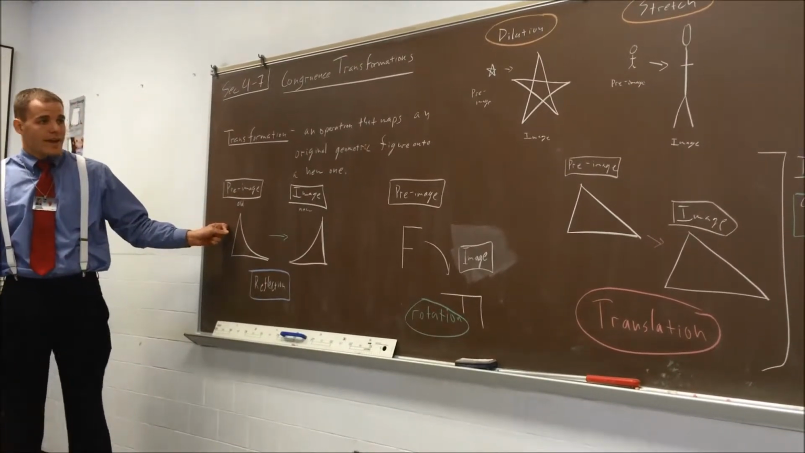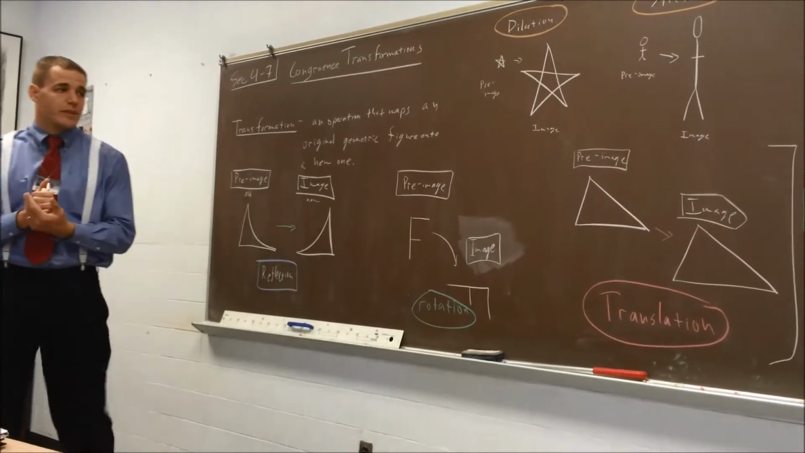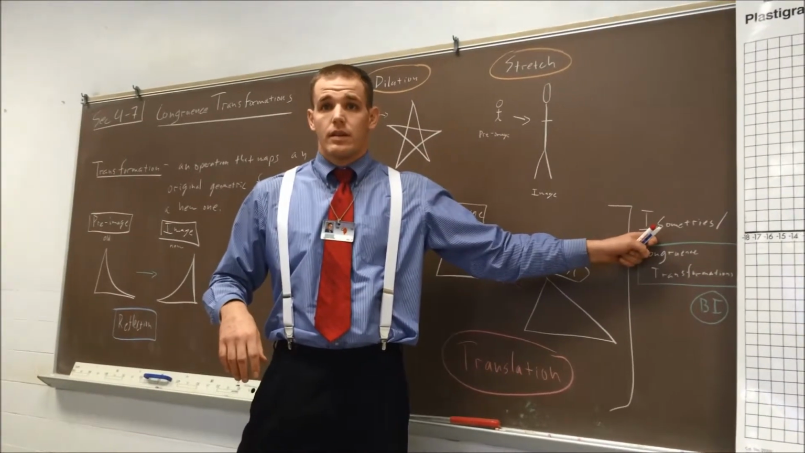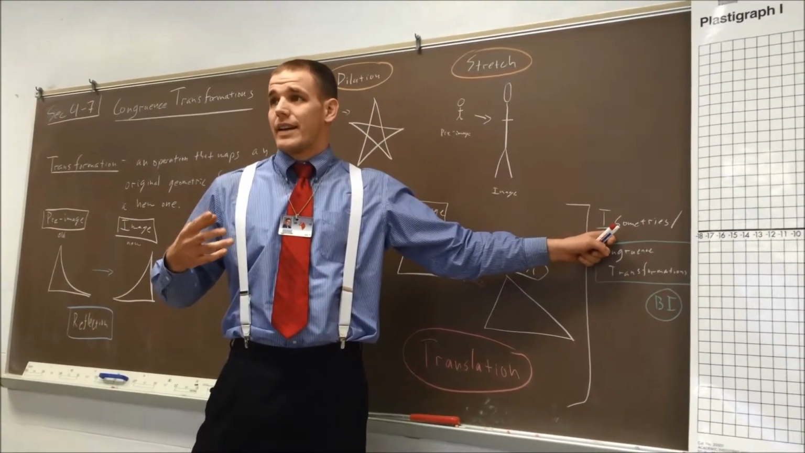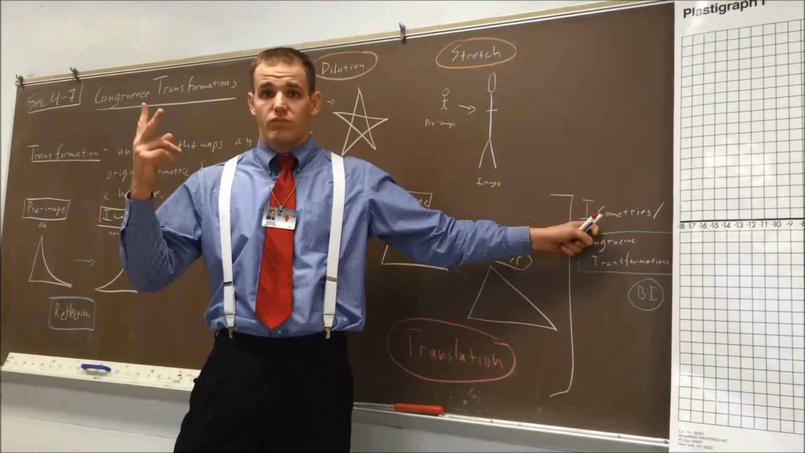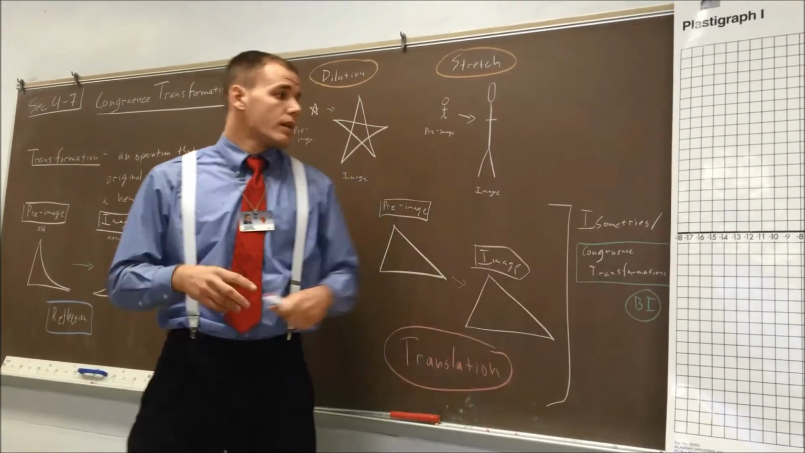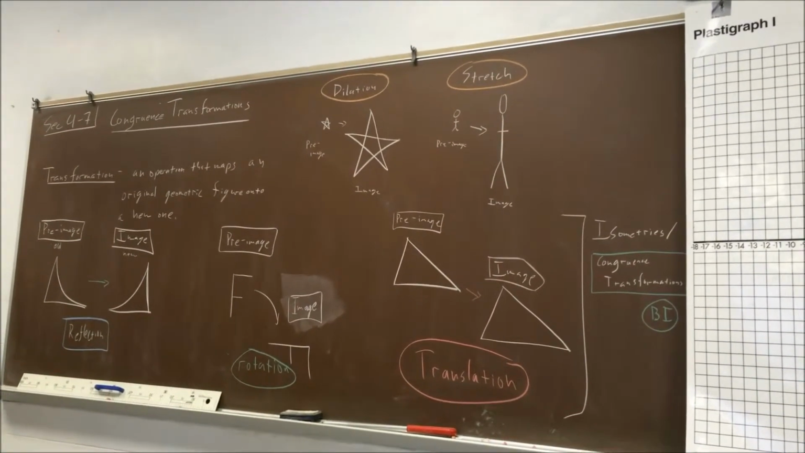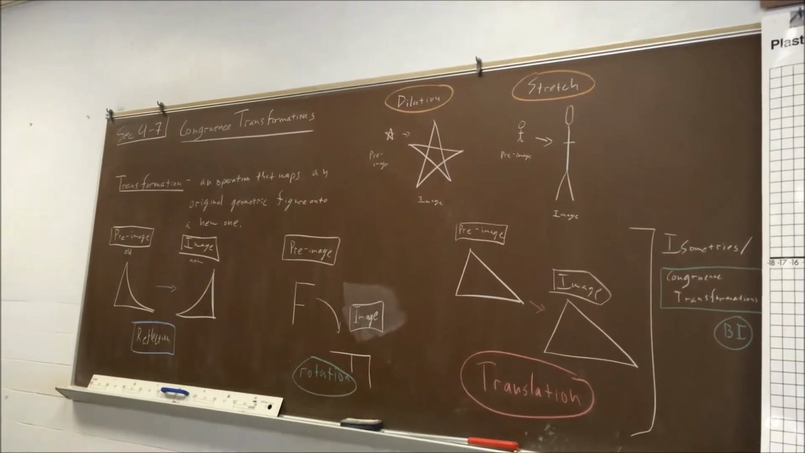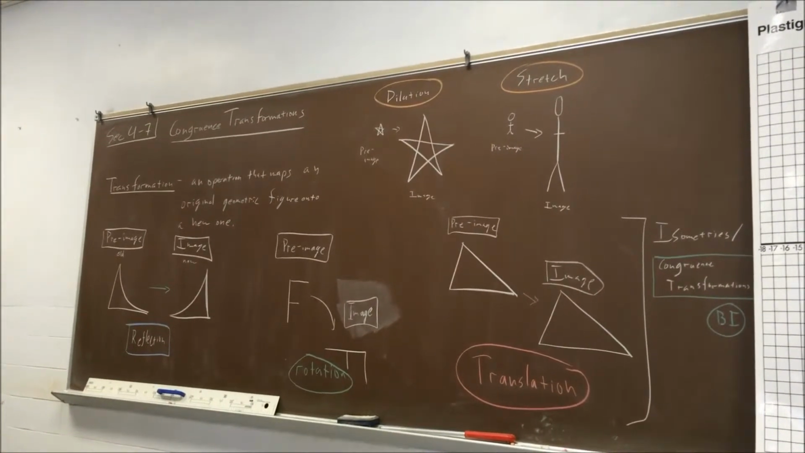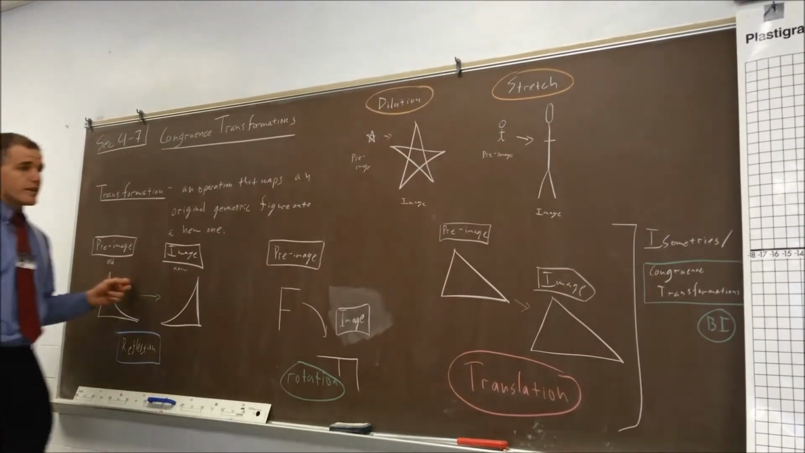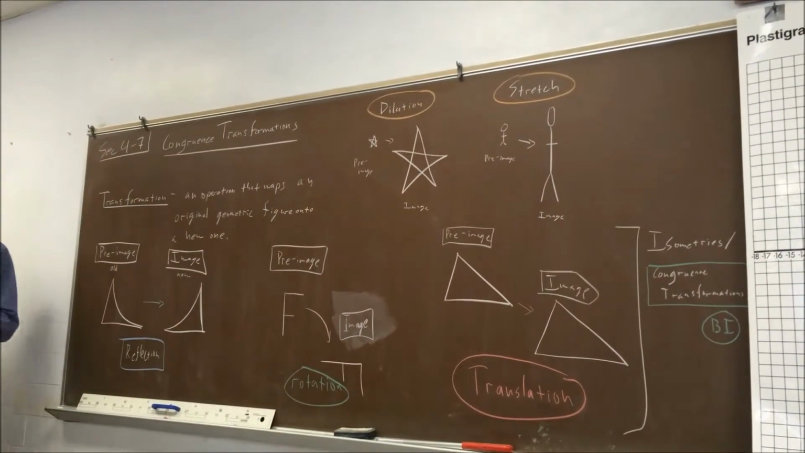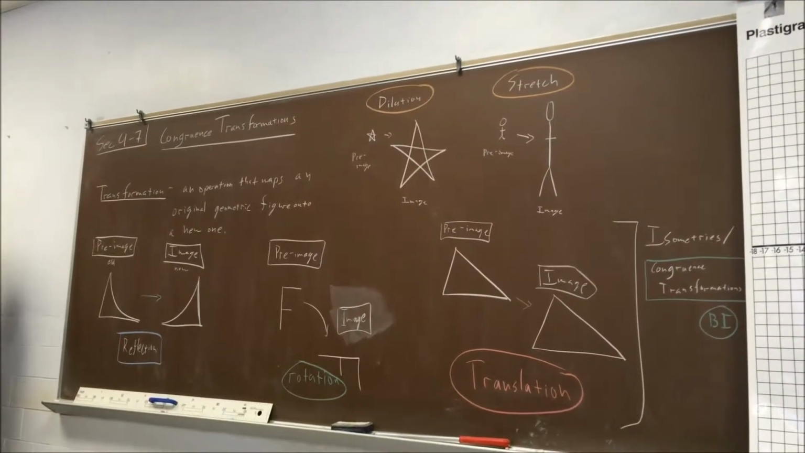Okay? And there's three basic kinds of congruence transformations. They're also called isometries. Iso means same, like an isosceles triangle has two sides that are the same. Metry as in measure, like the metric system measure. So things that are the same measure. There's three major ones we're going to deal with here. First one's called reflections.